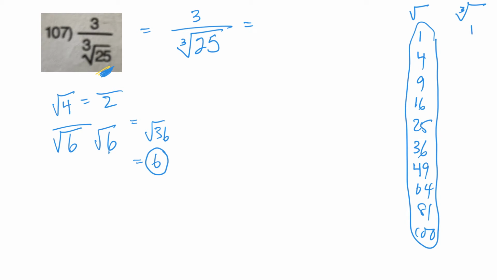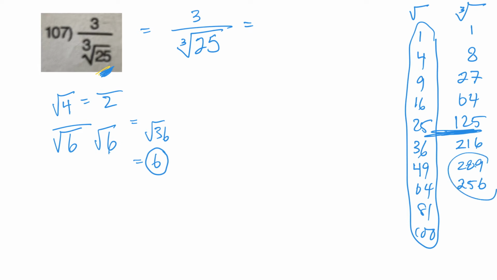If I have the cube root, these are the numbers you're looking for. 1, 2 cubed is 8, 3 cubed 27, 4 cubed 64, 5 cubed 125. 6 cubed, I think it's 216. 7 cubed, I don't know, 289 maybe. 8 cubed 256. That can't be 289. Anyway, you go 8 times 8 times 8. I'm not sure about these ones.